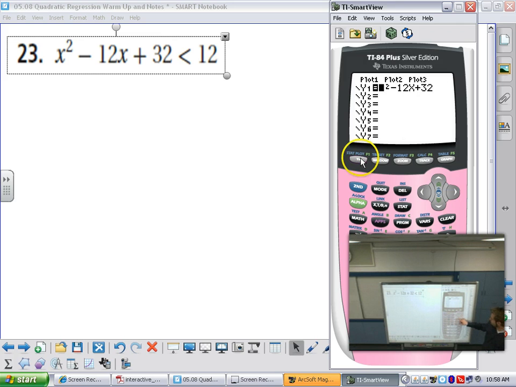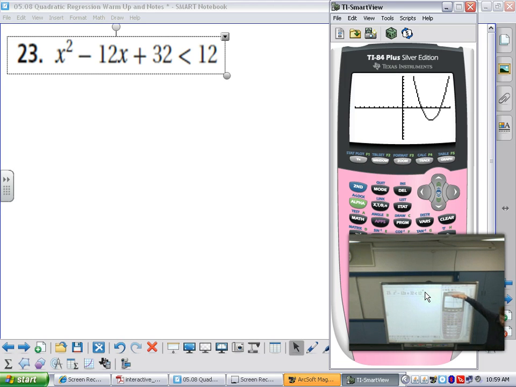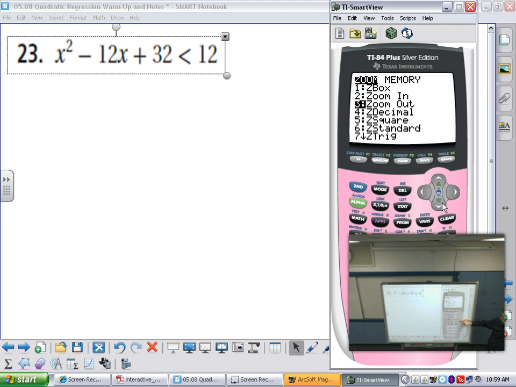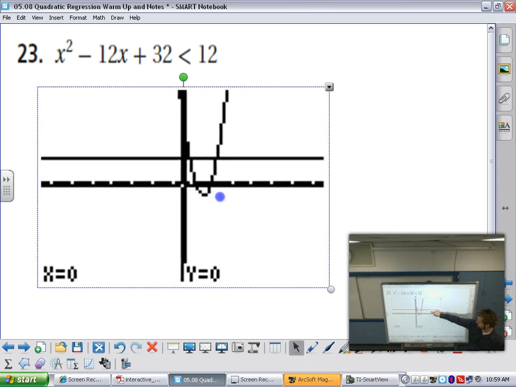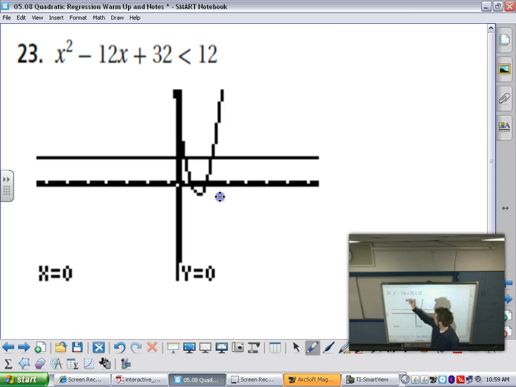Now, y equals 12. Now this might be off, that line might be a little too high. It might be off the screen a little. Okay, so 12 is up here somewhere. I can't see it. So I'm going to zoom out. See if I can find it. There it is. So now here's what I'm dealing with, okay? I would like to know, John and people, where the parabola is below the line, right? Because it's less than, okay?